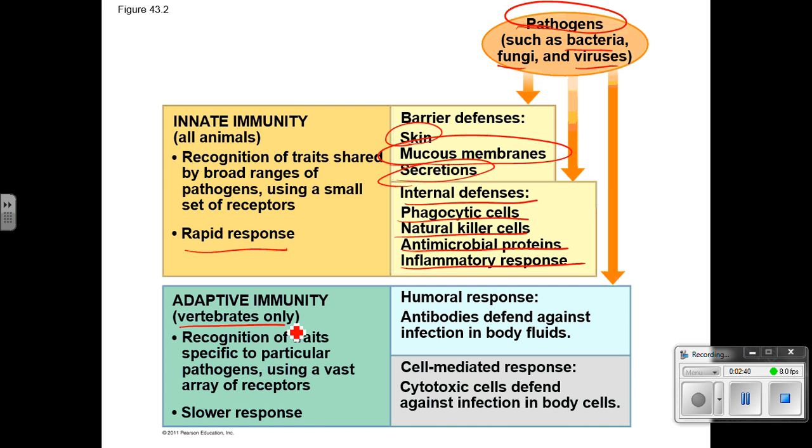Adaptive immunity, remember, is vertebrates only. And you have two parts of this response, the humoral response and the cell-mediated response. So the humoral response is where the antibodies defend against infection in body fluids. Okay? So antibodies, body fluids. The cell-mediated response is where cytotoxic cells defend against infection in the body cells. So we're not talking fluid here, we're talking about actual cells. And remember that adaptive immunity is slower than innate.